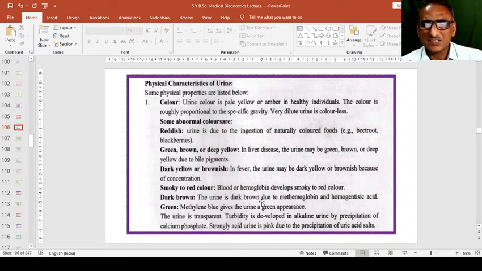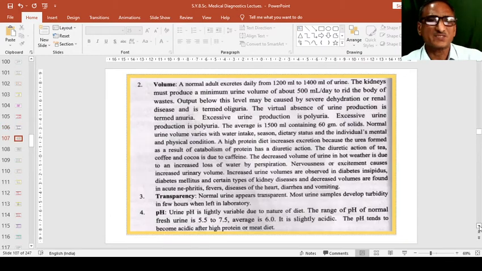So dark brown color appears due to methemoglobin and homogentisic acid. So if homogentisic acid appears in the blood, the dark brown color of the urine appears. And in green color, methylene blue gives the urine a green appearance, and the urine is transparent. So turbidity is developed in alkaline urine by precipitation of calcium phosphates. So these are some symptoms.